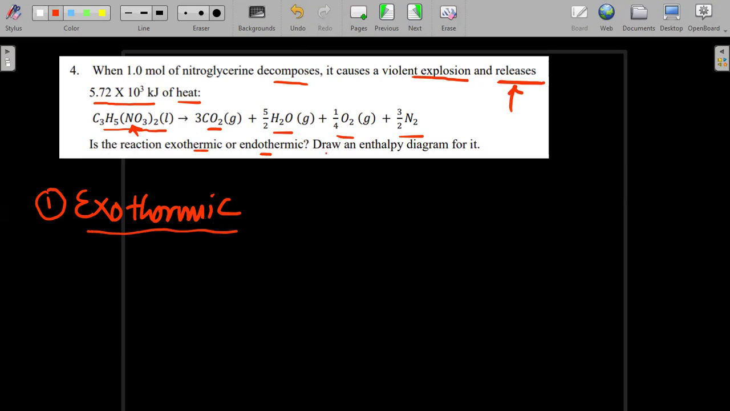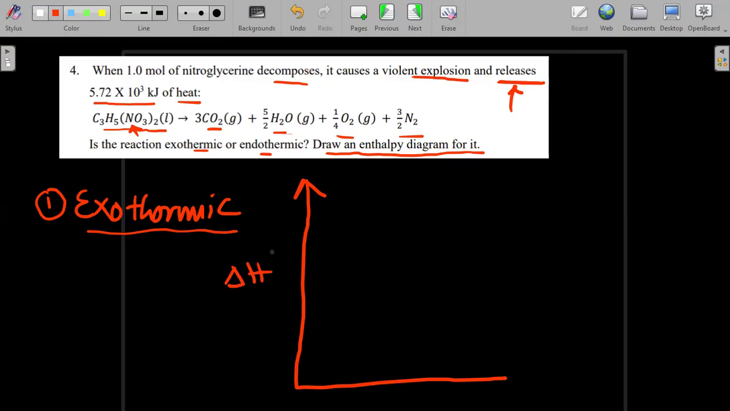The next question is to draw an enthalpy diagram for it. We know that for exothermic reactions, the enthalpy diagram is like this. Let me draw it a bit straighter. On the vertical axis we are going to have our enthalpy, our change in enthalpy. And on the horizontal axis, we are going to have the progress of the reaction.